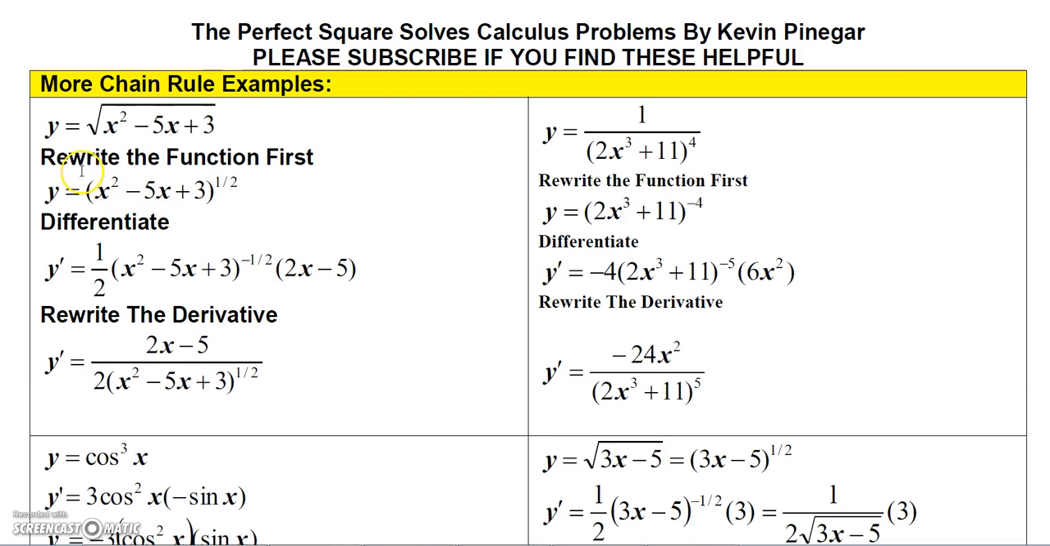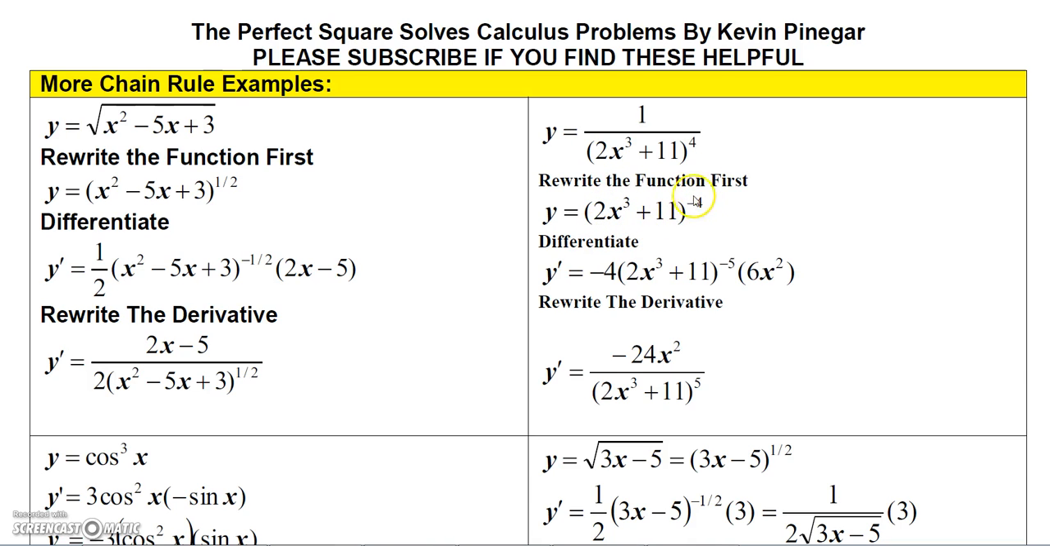Okay, so I'll do some other examples, and I'm going to speed this up a little bit. You can rewrite this as x squared minus 5x plus 3 to the 1/2 power, and then when you take the derivative, you get 1/2 times x squared minus 5x plus 3 to the negative 1/2. But then you've got to remember to multiply by the derivative of u. So the derivative of the inside would be 2x minus 5. And then you can simplify that as 2x minus 5 over 2 times x squared minus 5x plus 3 to the positive 1/2.